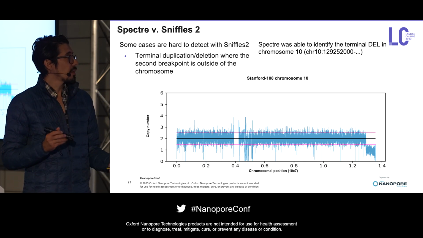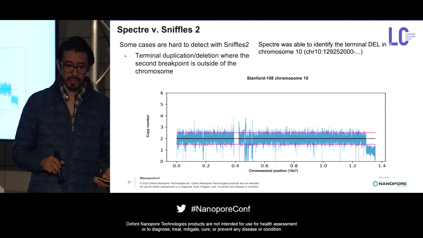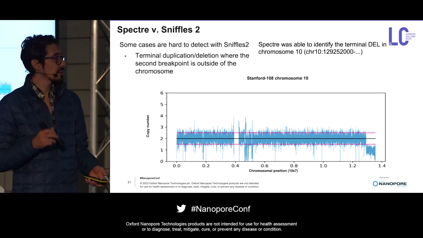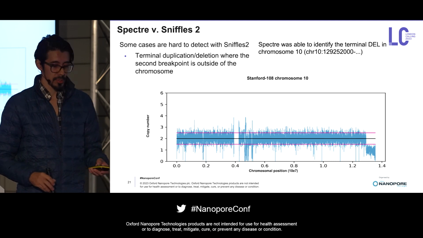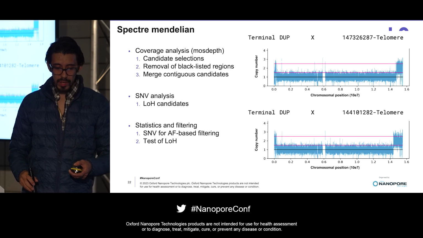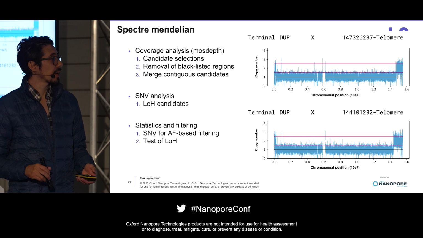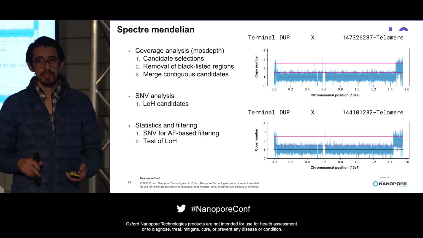So for that, we have now developed Spectra, which is a copy number variant caller that uses coverage in order to detect them. And here, for this sample, we were able to easily detect this terminal deletion on chromosome 10. So we have applied this to the samples that I mentioned before that were Mendelian cases. For some, we detected terminal duplications in chromosome X. So it's based on coverage analysis.